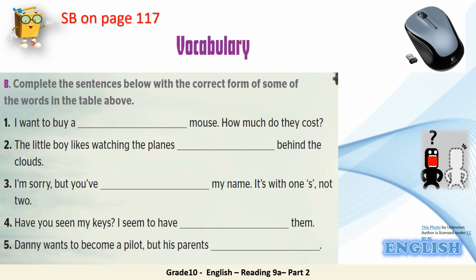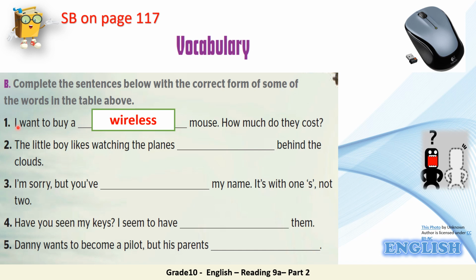Let's practice the newly learned words. In Activity B, Student Book on page 117. Complete the sentences below with the correct form of some of the words in the table below. Pause the video, try to do the task, and we correct it together. Sentence number 1. I want to buy a blank mouse. What type of mouse do I need here? Excellent. A wireless mouse.